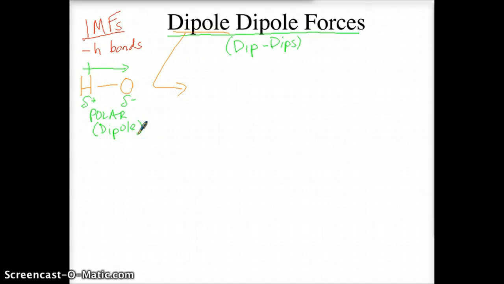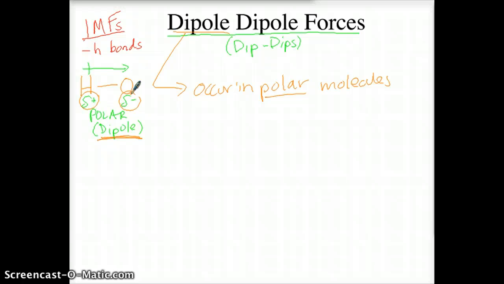So when we're talking about dipole-dipole intermolecular forces, these occur only in polar molecules. Another way of saying that is they only occur in molecules that have dipoles. And the reason for that is what we described over here, because dipoles create a positive side and a negative side of a molecule, and we know that opposite charges tend to attract each other, which is a type of intermolecular force.